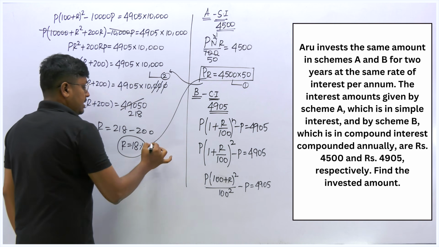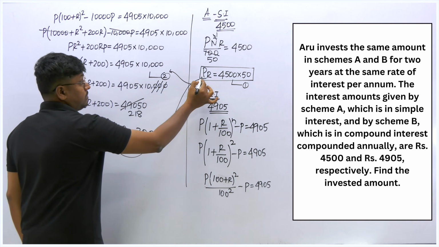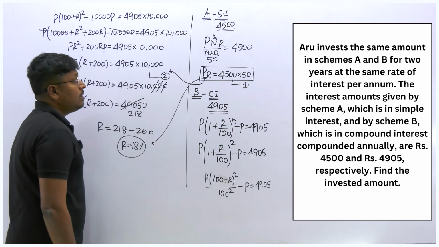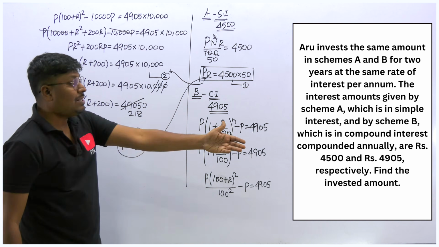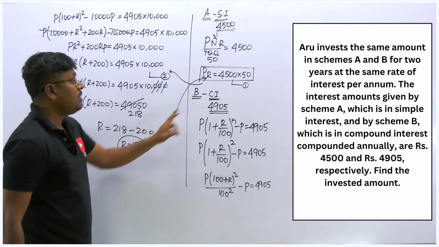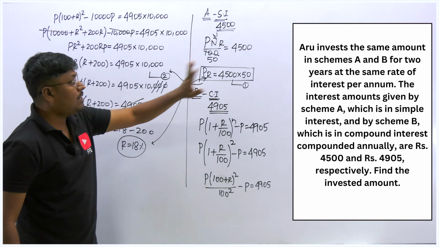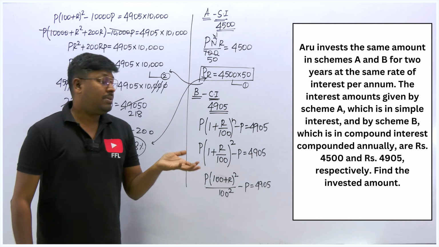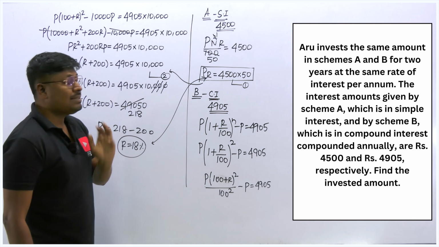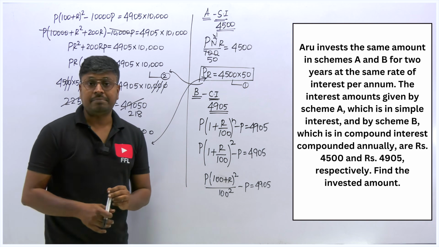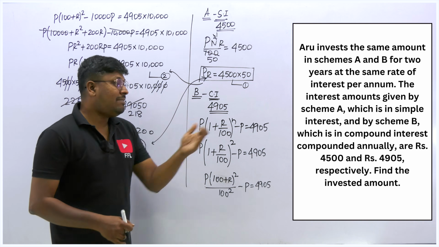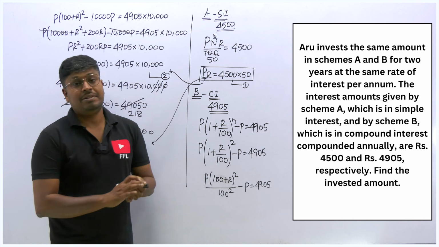So if you substitute 18 instead of R, the resultant value will be the principal, that is the amount they have invested, right? So substitute 18 instead of R and try to cancel the value. The resultant value will be 12,500, and that will be the principal amount, the invested amount, because the question is based on an investment amount.